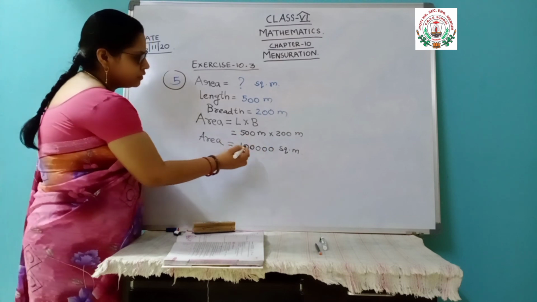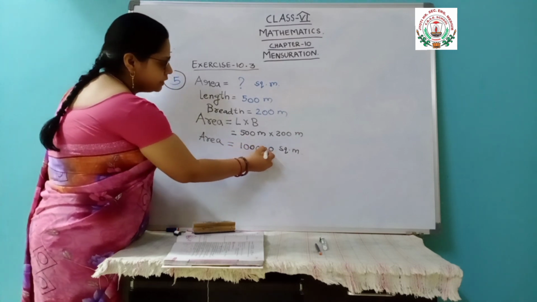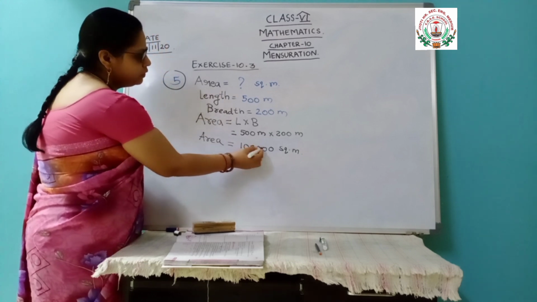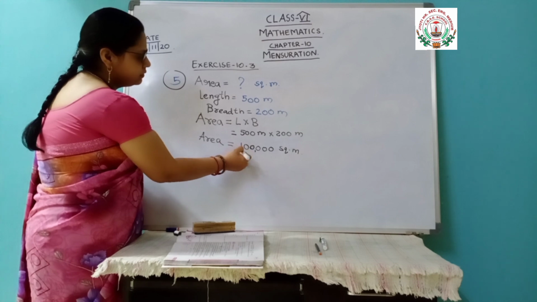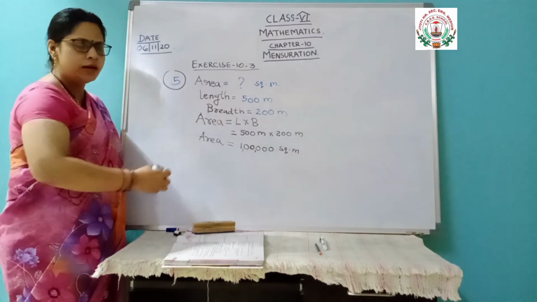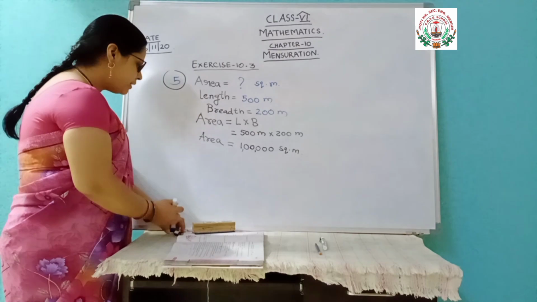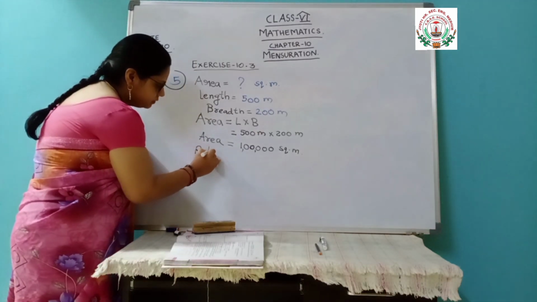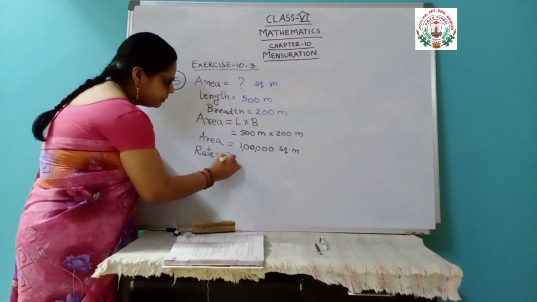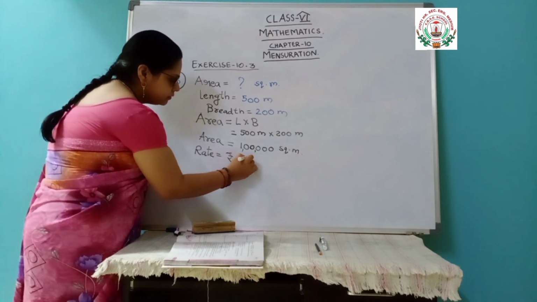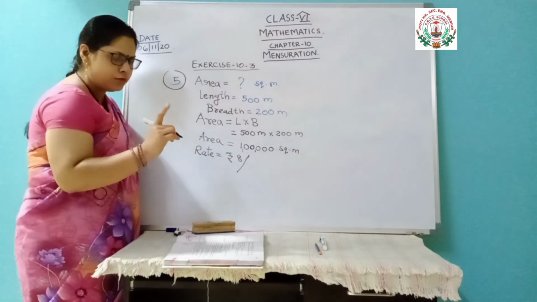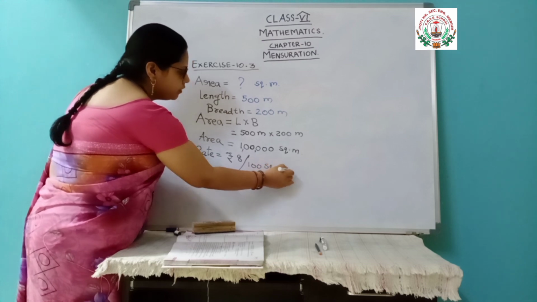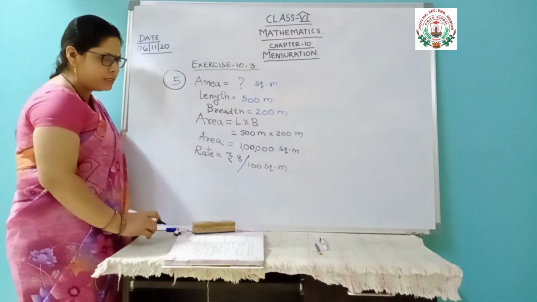Now you can put the commas also if you want: unit, tens, hundreds, then 1000, 10,000, then lakh, meaning 1 lakh square meter. Then you will write down the rate. Rate is given: rupees 8 per 100 square meter. For 100 square meter you have to take rupees 8.